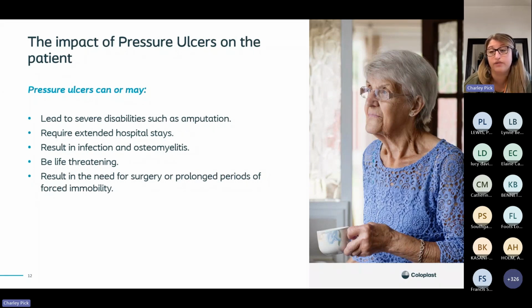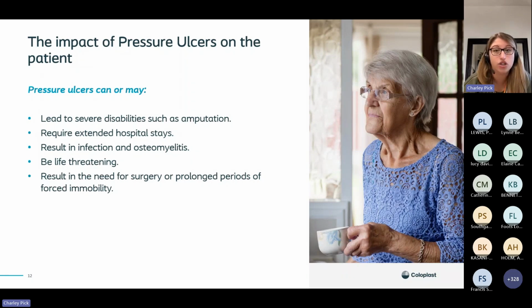So we talked already, haven't we, about a wound causing sepsis, but they can also cause osteomyelitis, and osteomyelitis is that infection in the bone. It's very, very difficult to treat and can be extremely painful for the patient. Pressure ulcers can become life-threatening if the patient develops sepsis, and unfortunately can result in the need for surgery or prolonged periods of forced immobility.